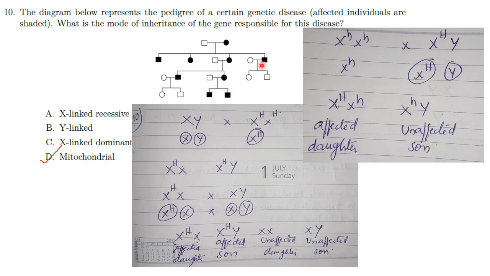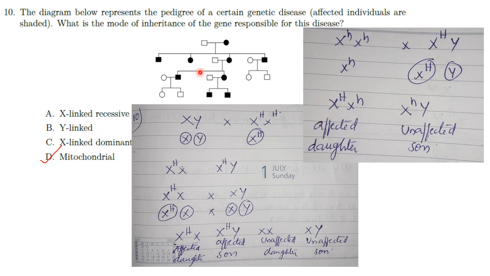Here also the female is affected, so all the children are affected. Here the male is affected but the female is unaffected and children are unaffected. So it shows it is a mitochondrial inheritance because mitochondria have maternal inheritance. It is inherited from the mother. So if there is a defect in the mitochondrial DNA of the mother, the same defect will be passed on to the next generation. Now you can get confused between X-linked dominant and mitochondrial. It is not Y-linked and X-linked recessive because X-linked recessive should show crisscross inheritance, but it is not showing that.